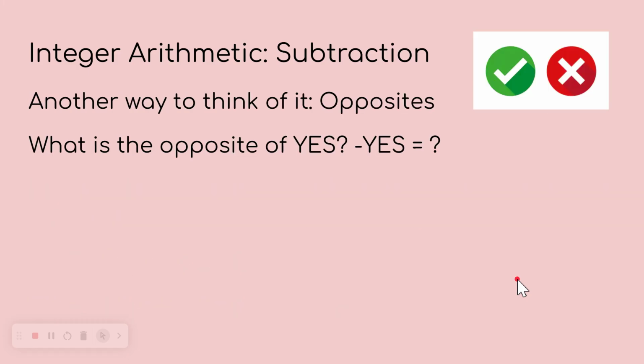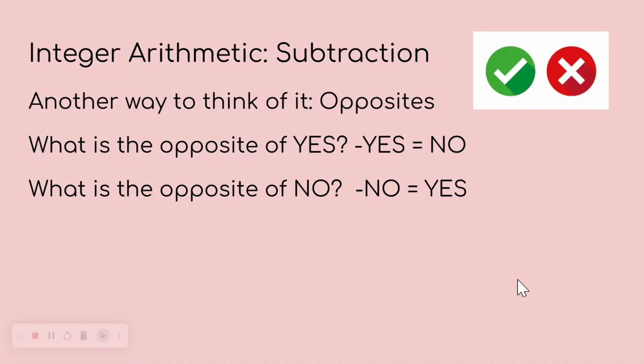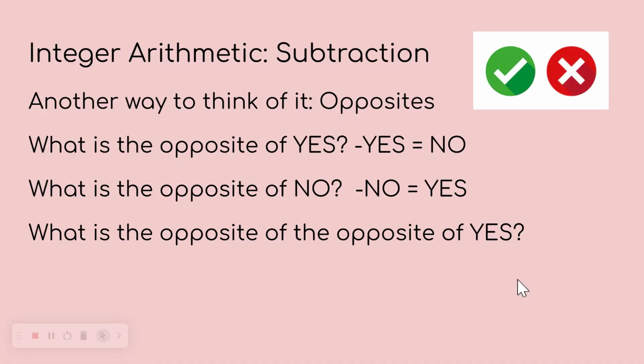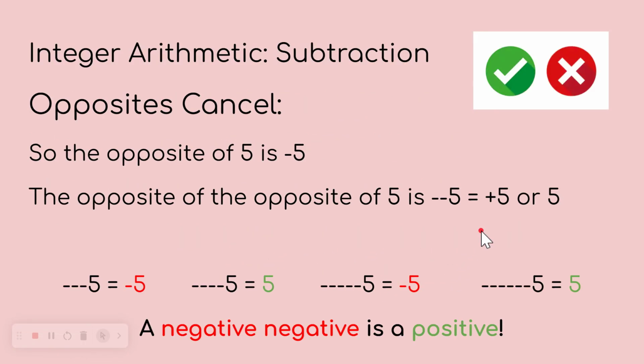Another way to think about it is opposites. What is the opposite of yes? No. What is the opposite of no? Yes. What is the opposite of yes? That would bring us back to yes, right? Because the negative yes would be negative no, or just yes.